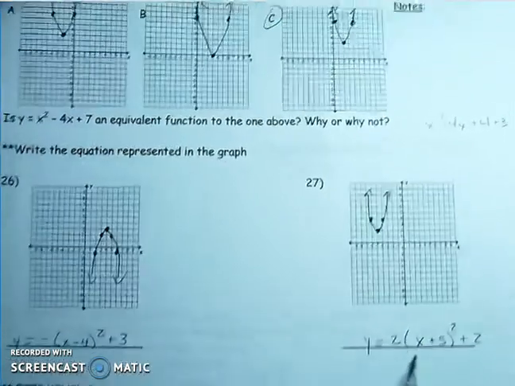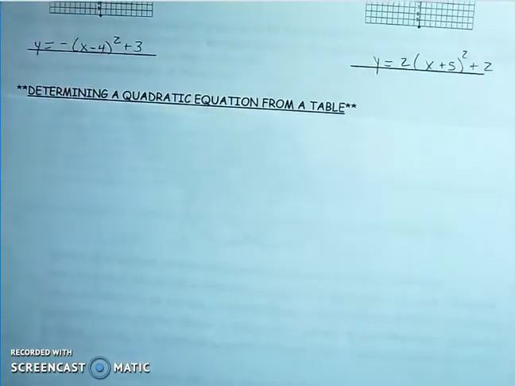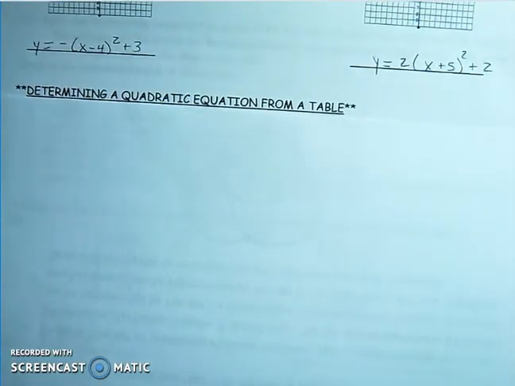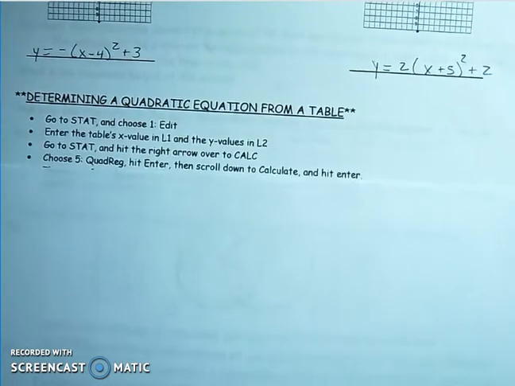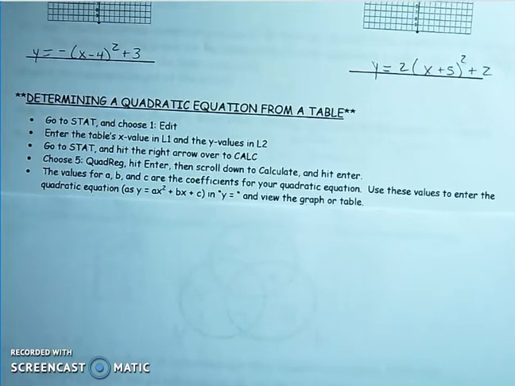Next, what if you're told to determine the quadratic equation from a table? This is whenever we use our calculator to find our equation. The steps, if you remember, are as follows. We go to Stat, Edit. We enter the tables in L1 and L2. Our X values go in L1. Our Y values go in L2.